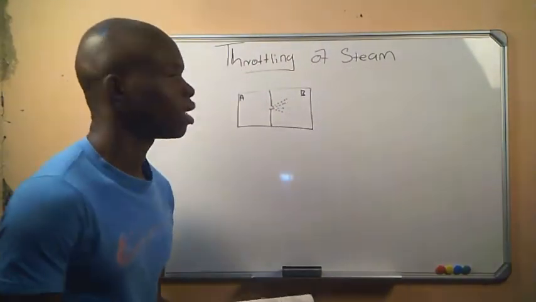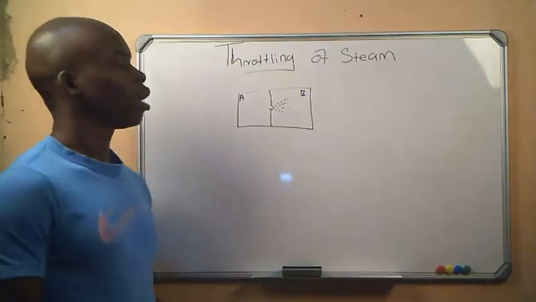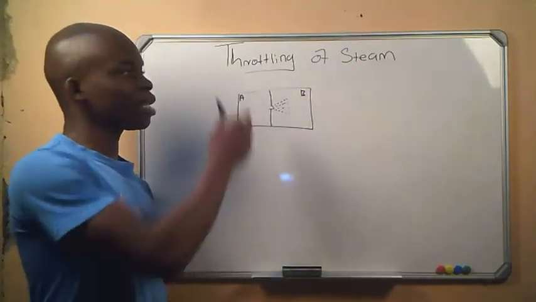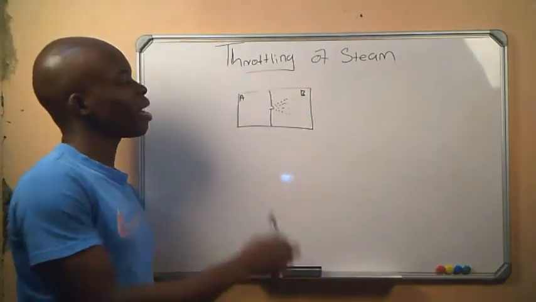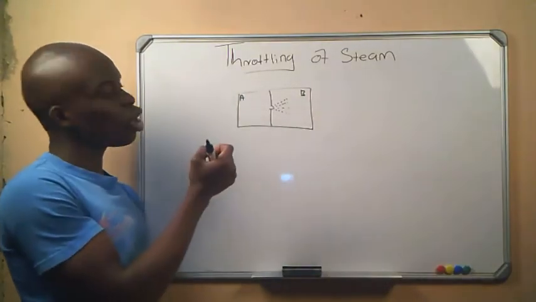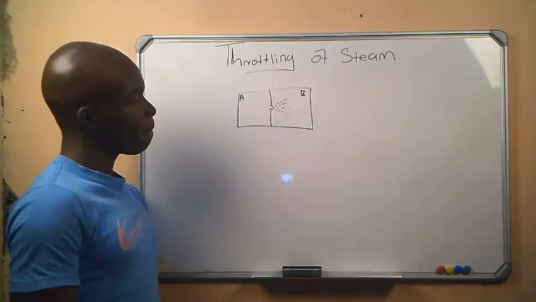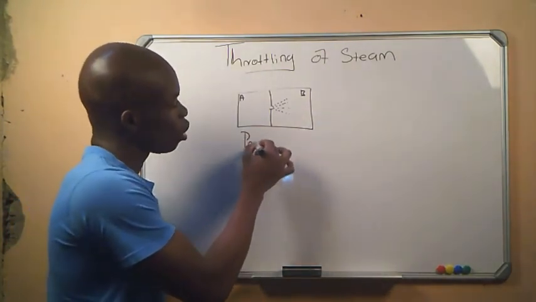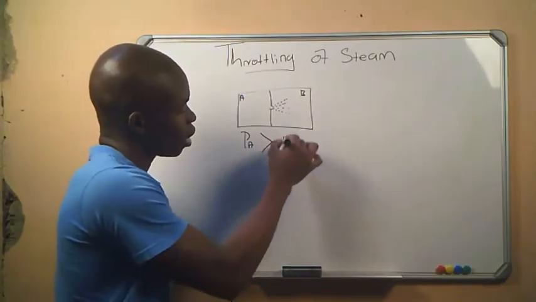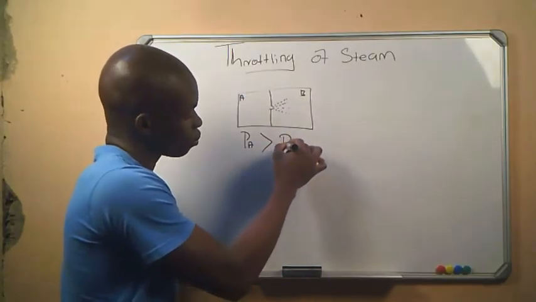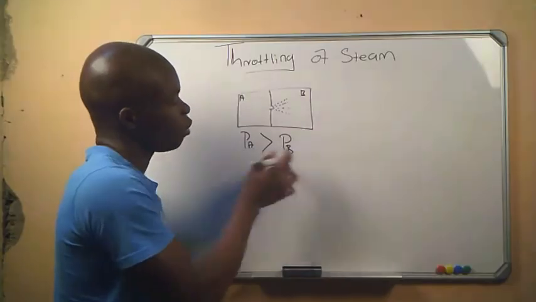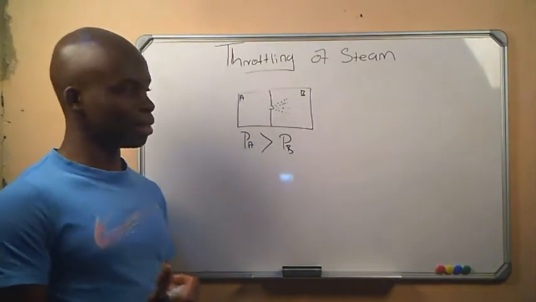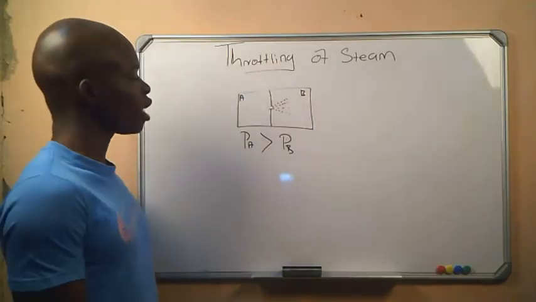So today's topic, throttling of steam. A steam is said to be throttled when it is passed through a small orifice under pressure. So P1 will always be greater than P2, and PA will always be greater than PB. And then we throttle steam to improve its quality.